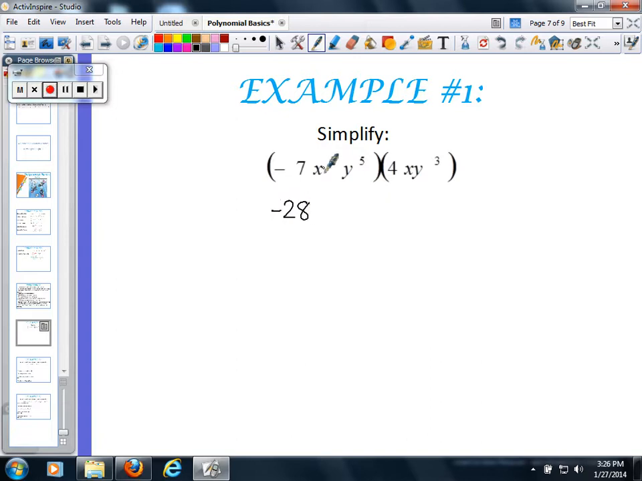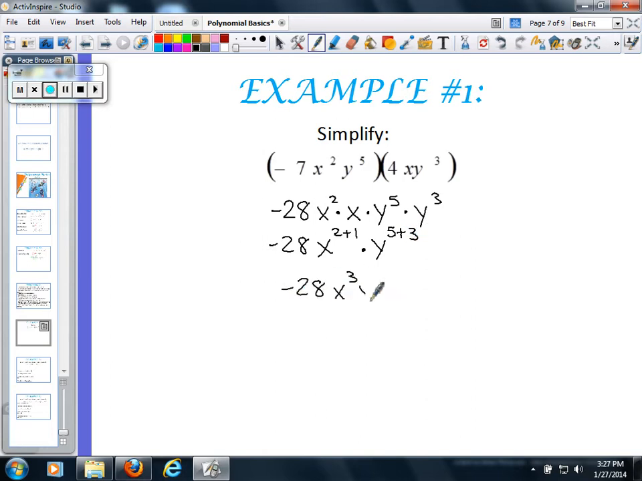Now this is going to be x squared, and I'm going to write a couple extra steps that we'll be able to skip in the future. x squared times x times y to the 5th times y to the 3rd. I'm going to use the multiplying bases rule because I'm multiplying the bases, so I'm going to add the exponents. So this is 2 plus 1, times y to the 5 plus 3, which gives me negative 28 x to the third y to the 8th. And there is my answer.